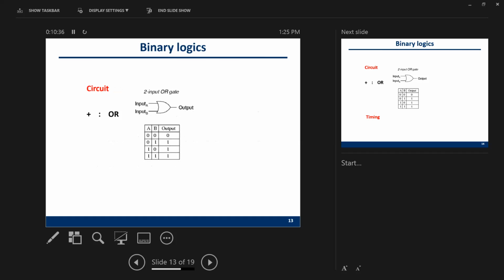In order to do that, we will have some gates. This is a 2-input OR gate. It will conduct an OR operation between A and B. A and B can be 1 and 0. This table indicates the truth table. It includes all the possible combinations of different inputs. A can be 0 and 1, B can be 0 and 1. Because we have 2 variables, we have 2 times 2, which is 4 rows here.